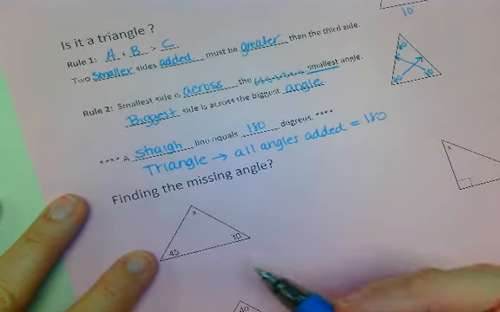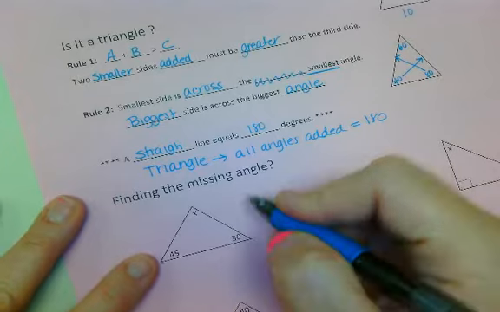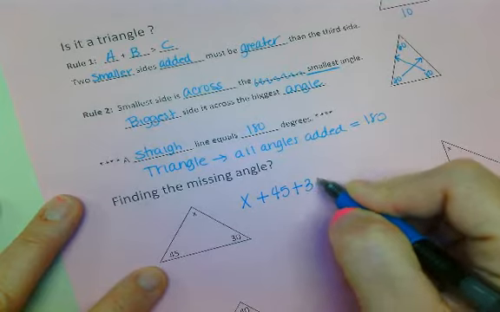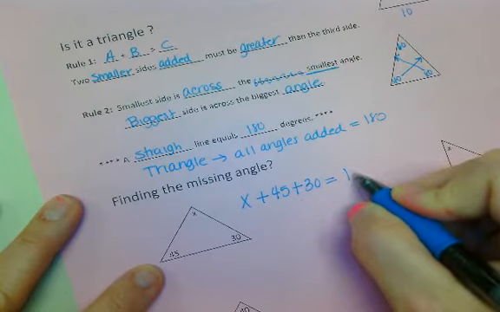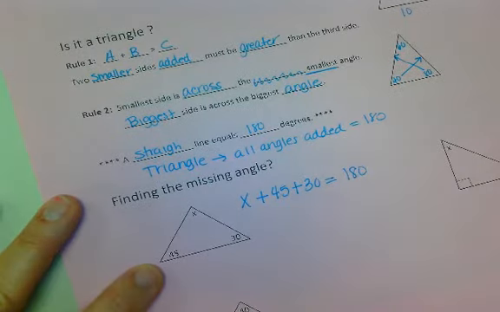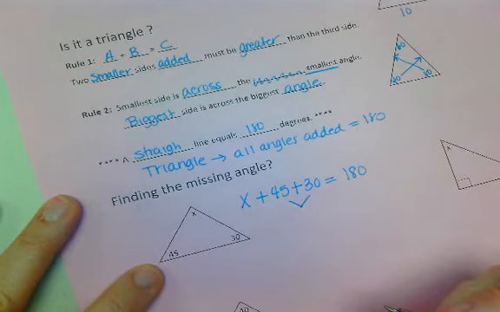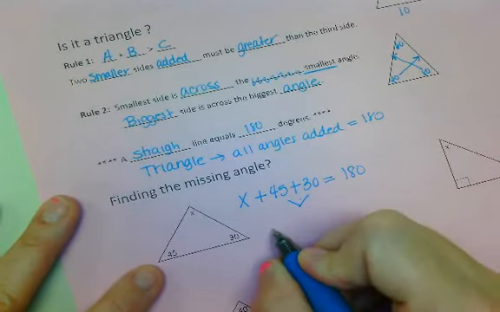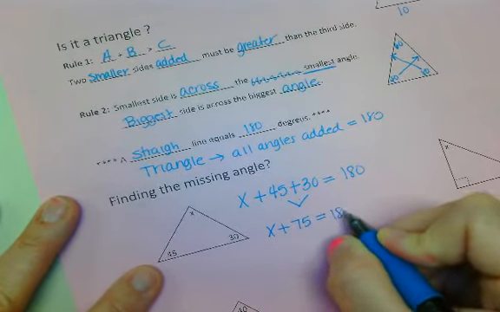So for example, right here, I always start with x because we don't know what x is. So x plus 45 plus 30, because here are all my angles added, and all of them equal 180. Here, what we would do is combine the numbers. We can only combine those because we can't combine x's with numbers. You can only combine numbers with numbers and x's with x's. So 45 plus 30 is 75. So now we have x plus 75 equals 180.